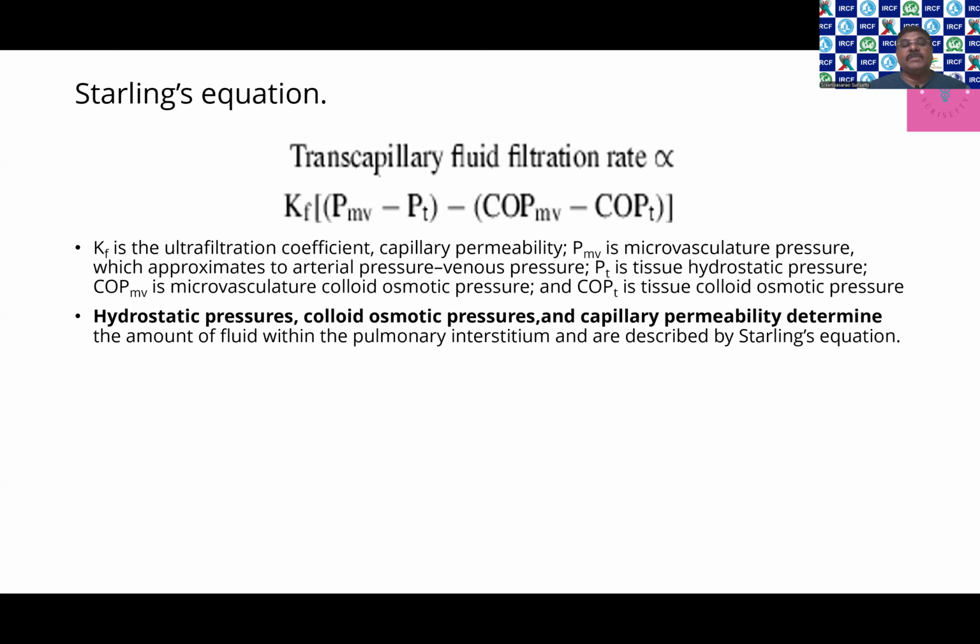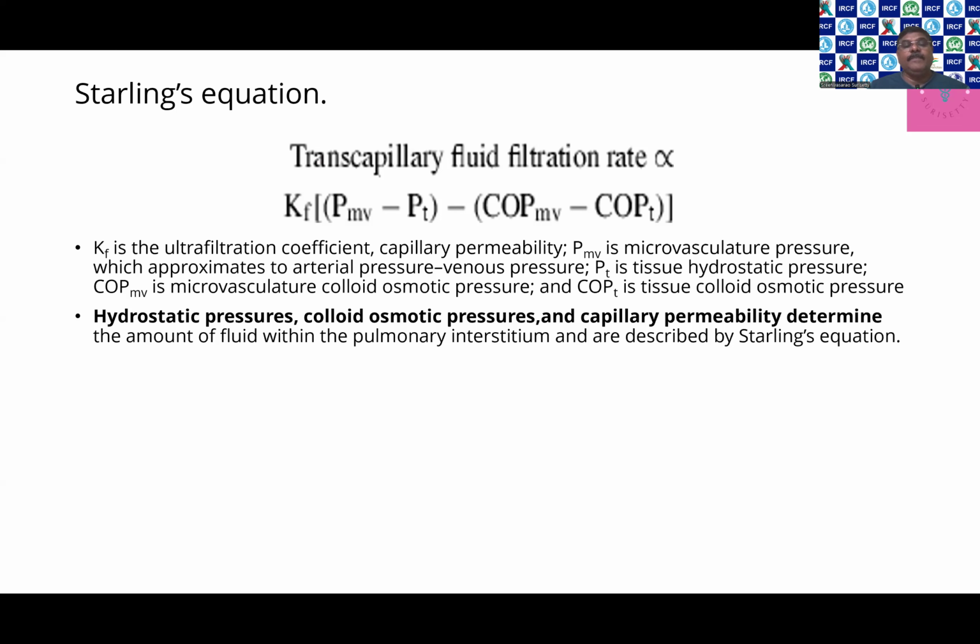PMV, the microvascular pressure, is approximately arterial pressure minus venous pressure, and PT is the tissue hydrostatic pressure. So it is the hydrostatic pressure of the microvascular space minus the hydrostatic pressure of the tissue, minus the colloid osmotic pressure of the microvascular space minus the colloid osmotic pressure of the tissue.